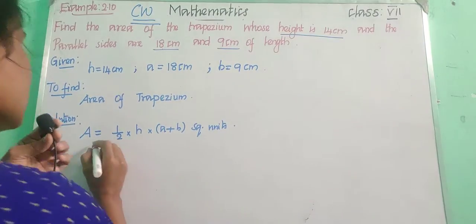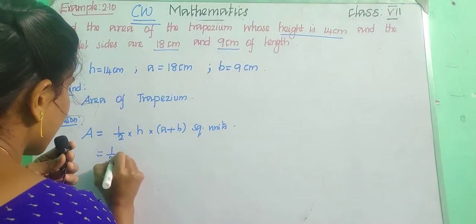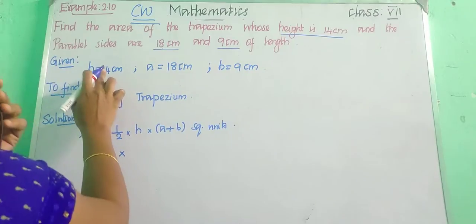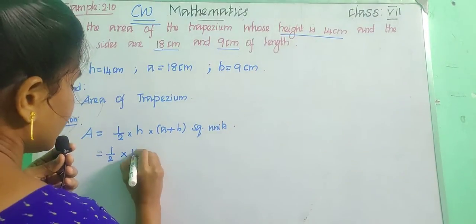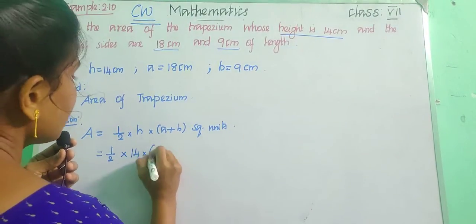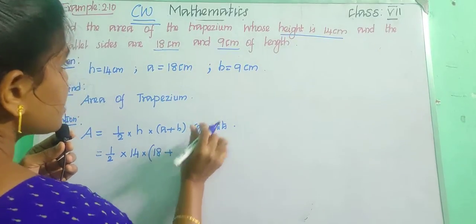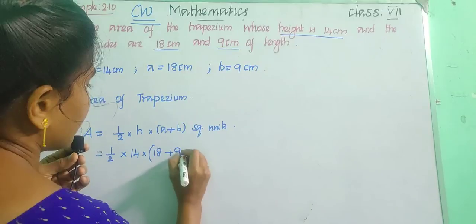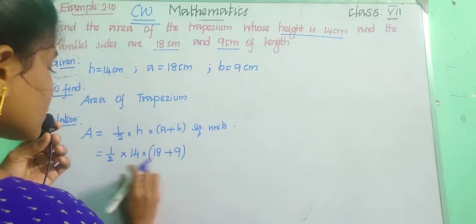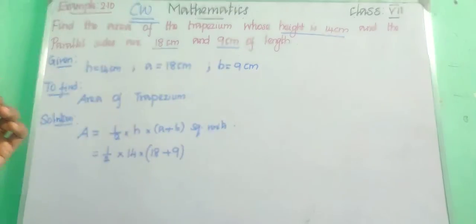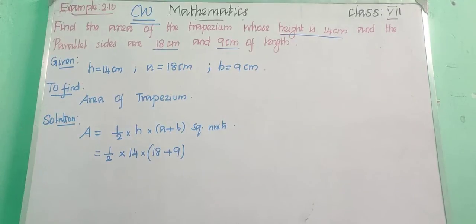Children, so let us write half, 1 by 2 into h. What is h here? 14. Put 14 here. And what is a? a is 18. Put 18 here. And what is b? b is 9. So now first of all we need to solve the brackets, right? Already we have learned in the smaller classes. So first of all we need to solve the brackets.